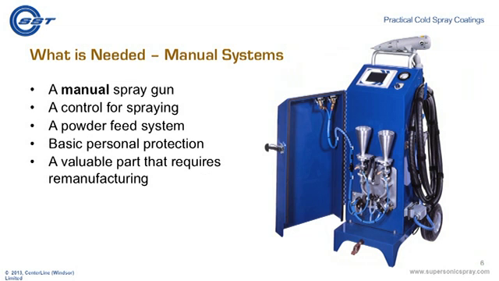Now, as promised early in this webinar, I'm going to show you exactly what you need to install cold spray capabilities into your operations. So let's start with the manual systems. You remember I asked you to imagine a handheld spray gun. Well, there it is on top of the blue control system. So you need a manual spray gun, a control system for spraying, which is the blue colored cabinet, a powder feed system, some basic personal protection equipment, and your valuable part that requires remanufacturing.